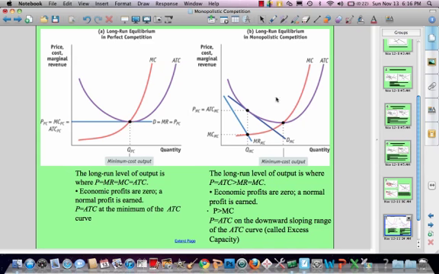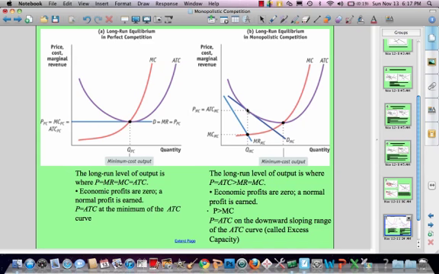Now let's take a look at long-run equilibrium in monopolistic competition. The long-run level of output is where price equals average total cost and greater than marginal revenue equals marginal cost. So you see here the difference. Here we have the intersection of marginal revenue, marginal cost, and average total cost. Here, marginal revenue and marginal cost coming together. But again, in the case of monopoly, you go up to the demand curve and you look for the point where you have the intersection of this vertical line and the average total cost curve, that tangent line.